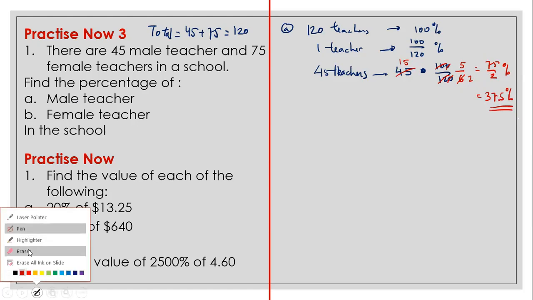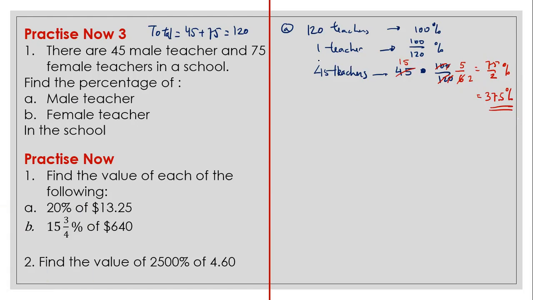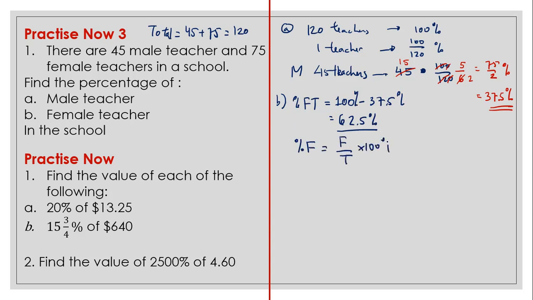How about female teachers? As simple as this. After you get the male teachers percentage, you can find the percentage of female teachers, FT: total 100 subtract 37.5%, right? So the answer is 62.5%. Or we have another way, as I previously said, percent of female will be female over total times 100%. It will produce the same answer, 75 female over 120 times 100. But again, you have to deal with a lot of working if you use this formula.